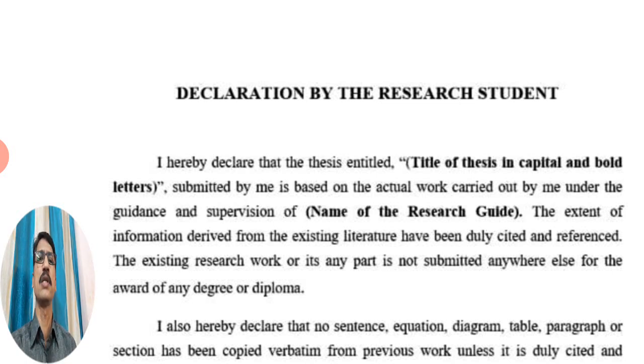I read it. I hereby declare that the thesis entitled, title of the thesis in capital and bold letters, submitted by me is based on the actual work carried out by me under the guidance and supervision of the name of the research guide. The extent of information derived from existing literature has been duly cited and referenced. If you are using the information of others, you have to cite it in the thesis, and references are given in the literature cited.